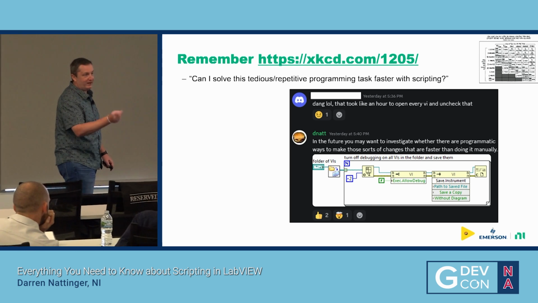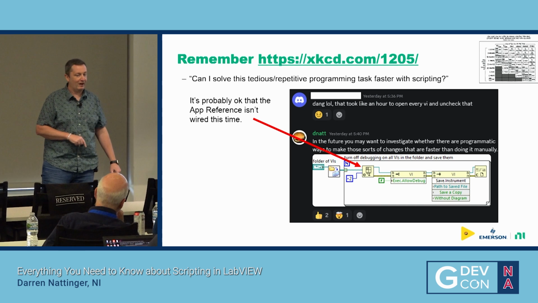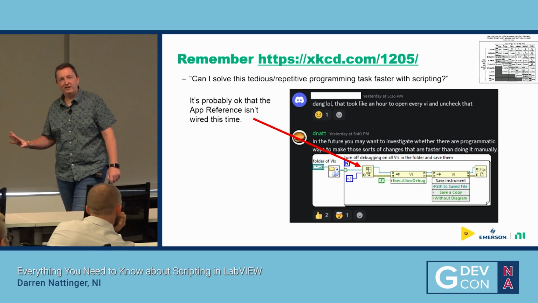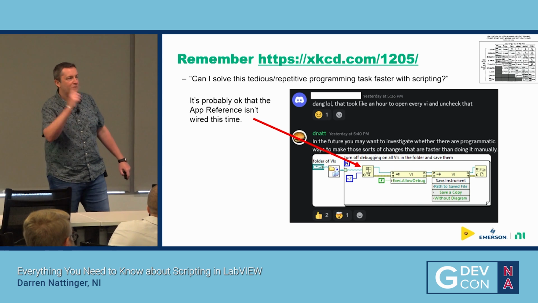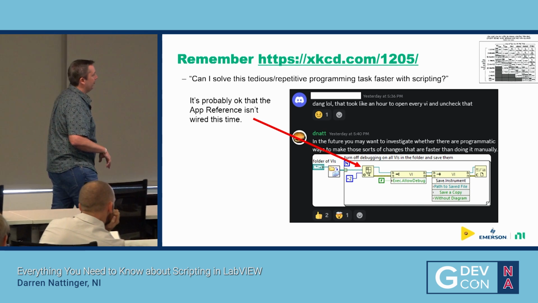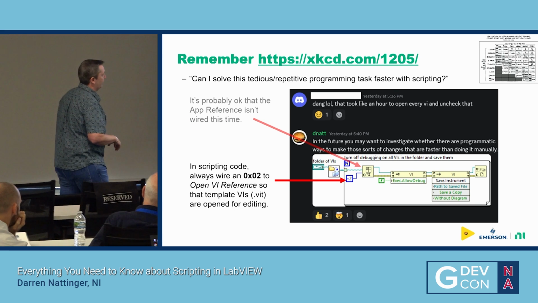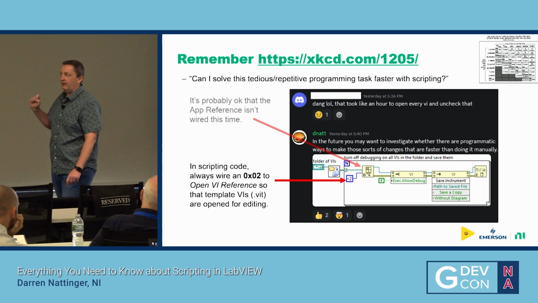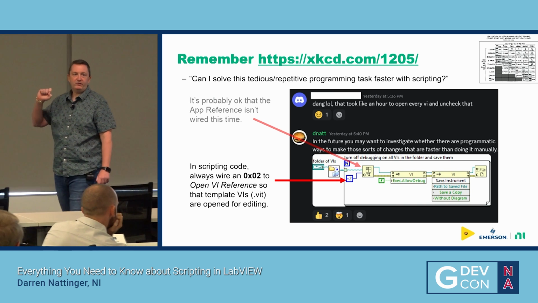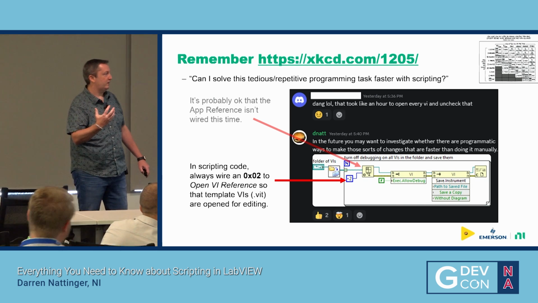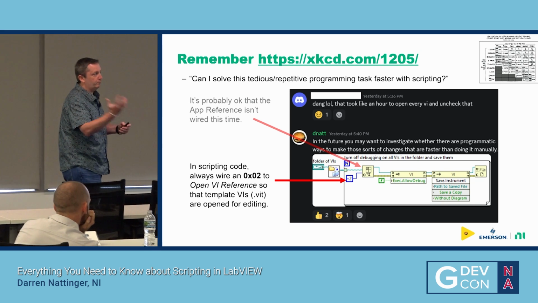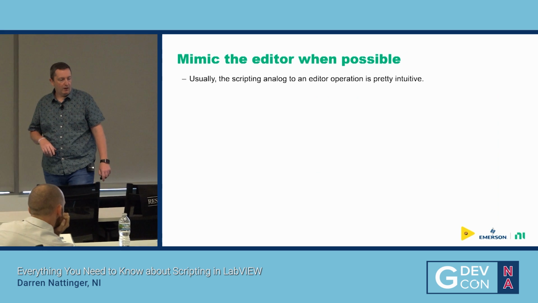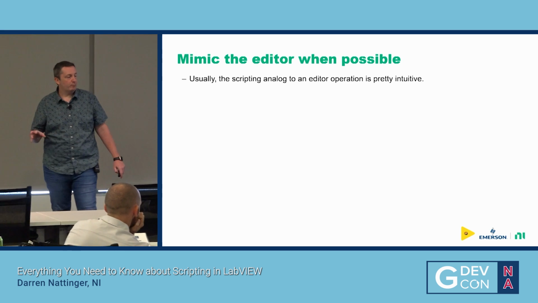Also, I'm breaking one of my rules in this code, which is I'm not wiring the app reference in the OpenVI reference. It's probably OK in this case because you're just running a tool to do a bulk operation on a bunch of VIs on disk. Probably OK. Also, why is that 2 there? In scripting code, you should always wire a 2 option to the OpenVI reference function. If you're familiar with that option, it makes it so that template VIs are opened for editing. Otherwise, OpenVI reference is going to spawn a new instance of a template VI, which you almost never want when you're writing scripting code.